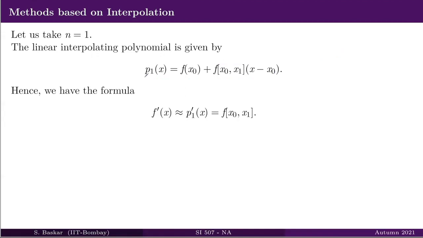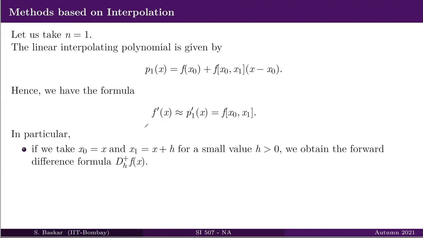Now just take the derivative of p1 of x, and that gives you simply the divided difference of f at the nodes x0 and x1. And if you agree that you will take p1 dash of x as the approximation to the derivative of f at the point x, then you can see that this divided difference is simply the approximation of f dash of x, right? Now, different choices of x0 and x1 lead to different formulas.